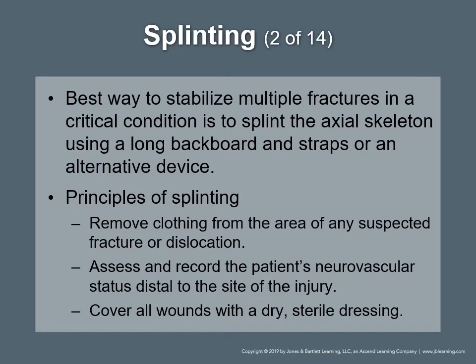The best way to stabilize multiple fractures in a critical condition is to splint the axial skeleton using a long backboard and straps or an alternative device. This protects against a spinal injury, reduces movement of the injured extremities by securing them to a board, and saves time at the scene. Principles of splinting: remove clothing from the area of any suspected fracture or dislocation so that you can inspect the extremity for DCAP-BTLS.